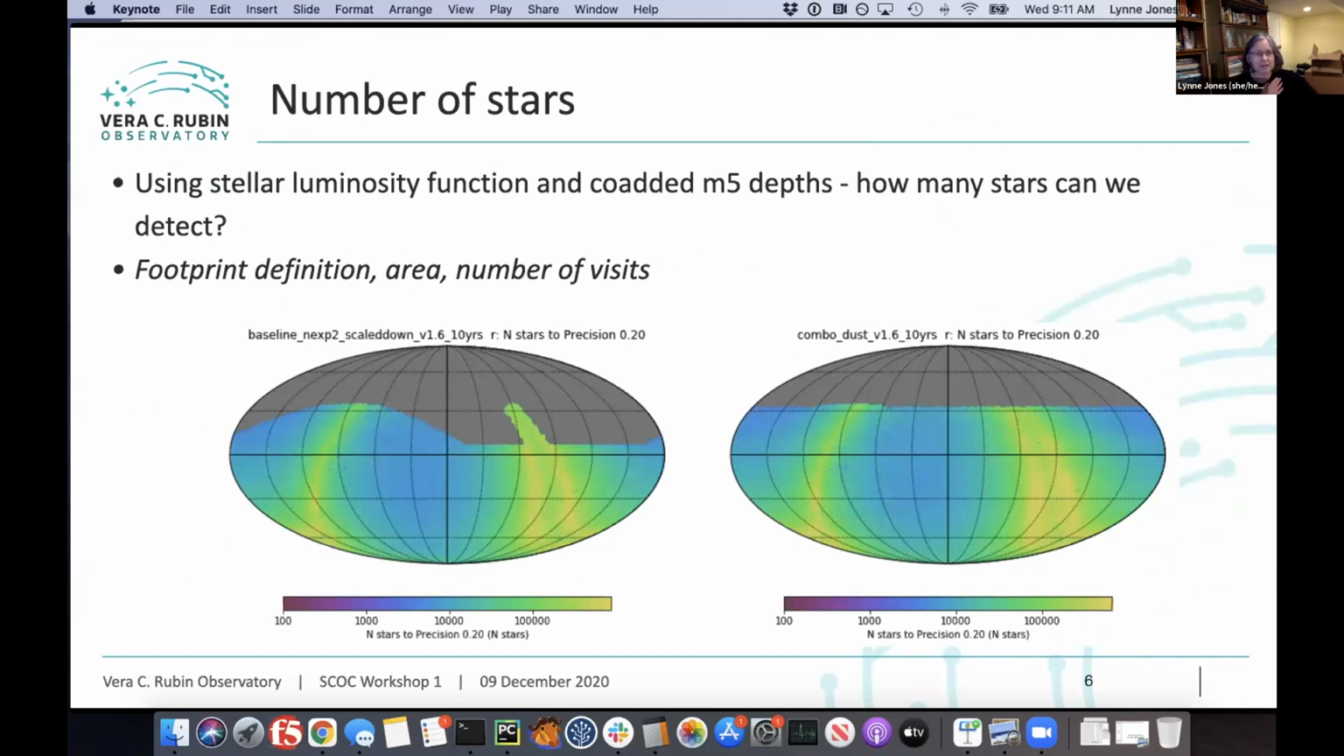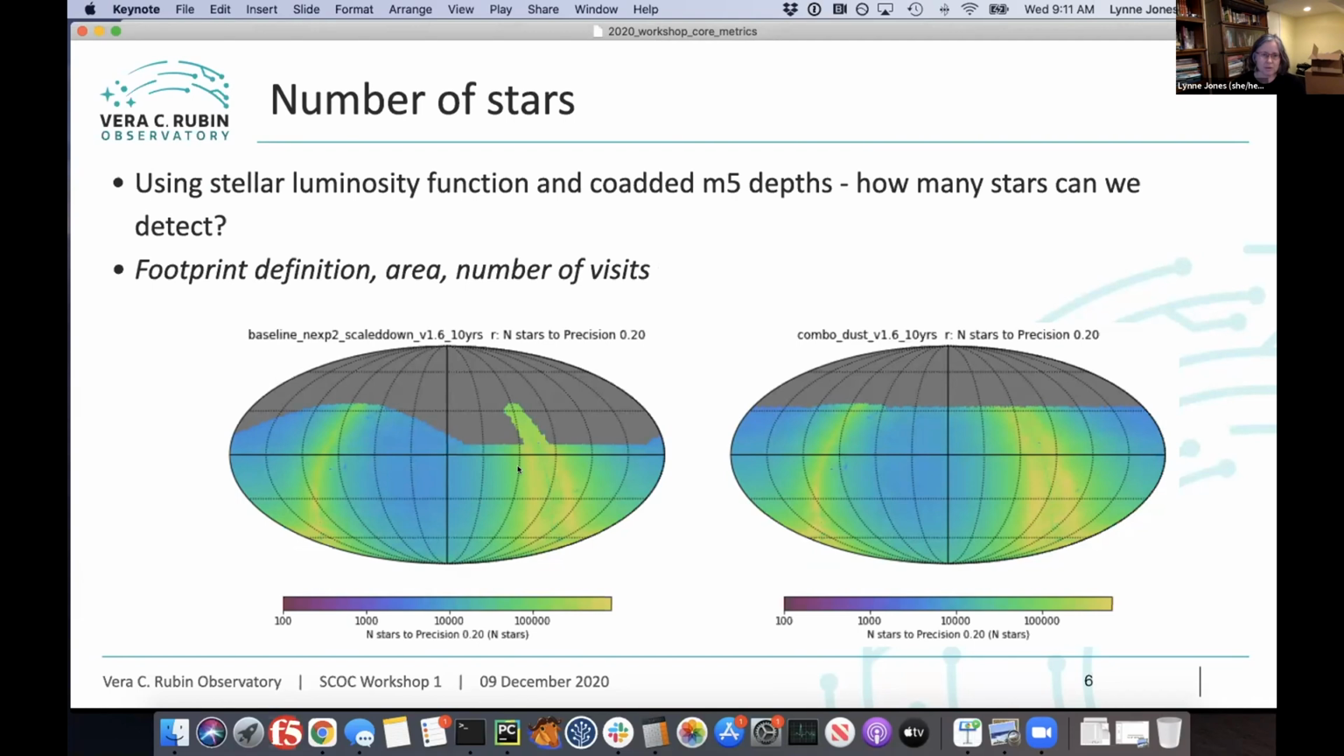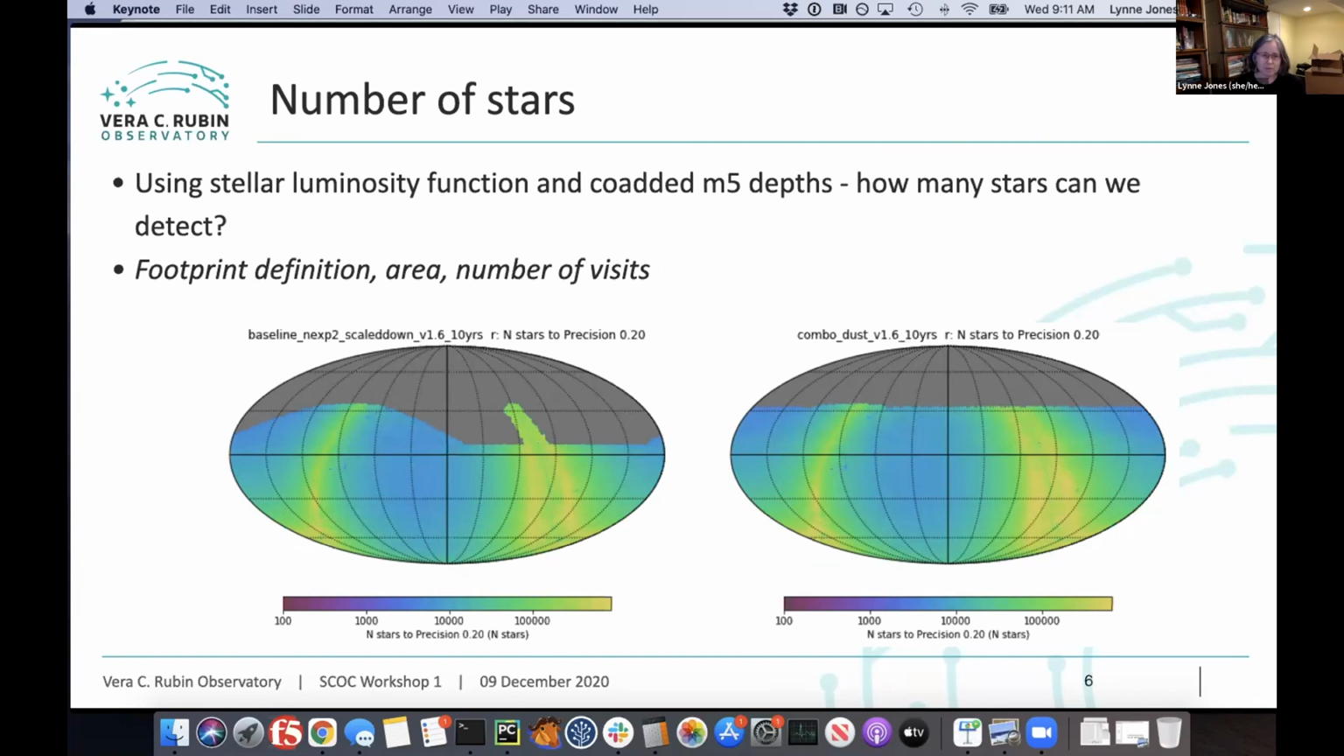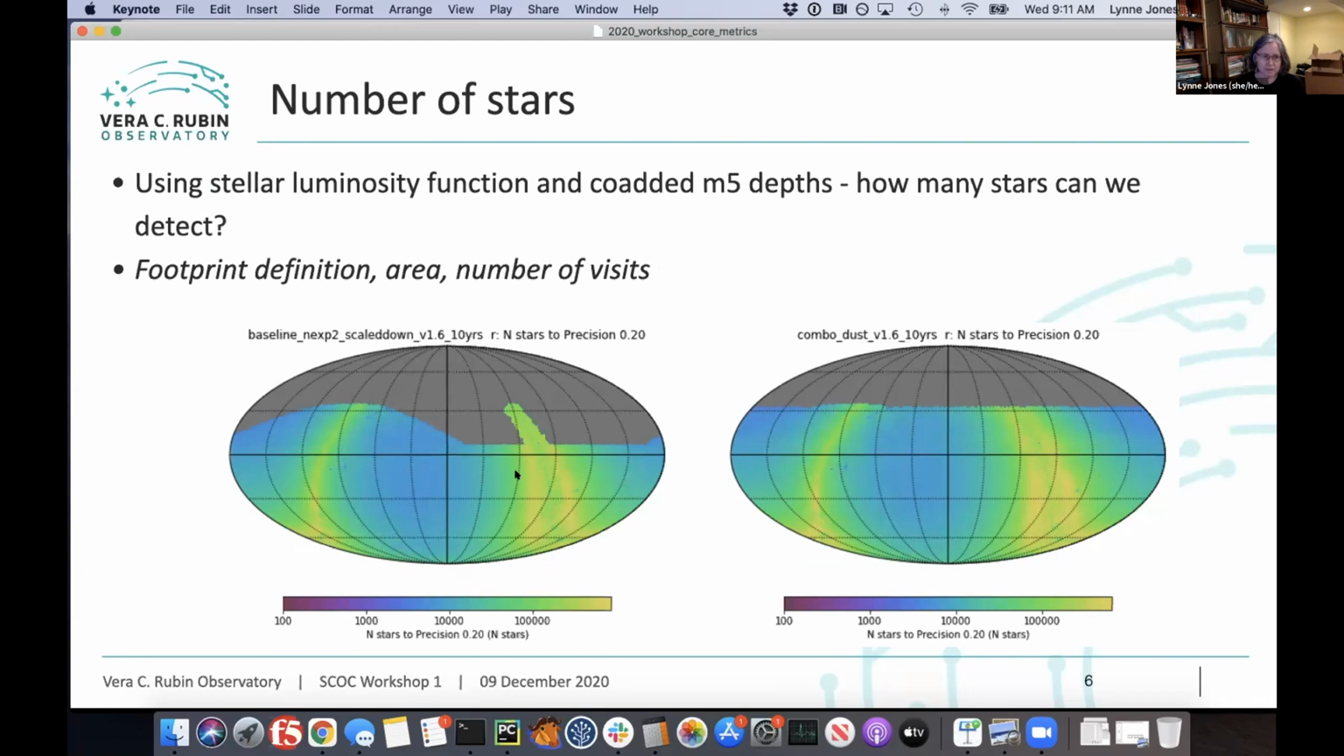So then we look at the number of stars. We look at the stellar luminosity function and co-added M5 depths. How many stars can we detect? And in this, because the stars are very concentrated towards the galactic plane, you can ask, what is the effect of crowding in the plane? We probably don't have our crowding correction right just yet. That's something that is still in progress. But obviously the number of stars you detect depends on how you correct for the crowding, but mostly it depends on what your footprint definition was. If you include more sky that's near the galactic plane, you have more stars. If you don't, you have fewer.